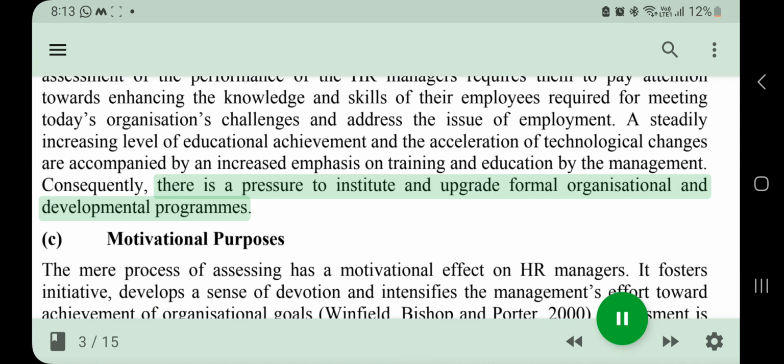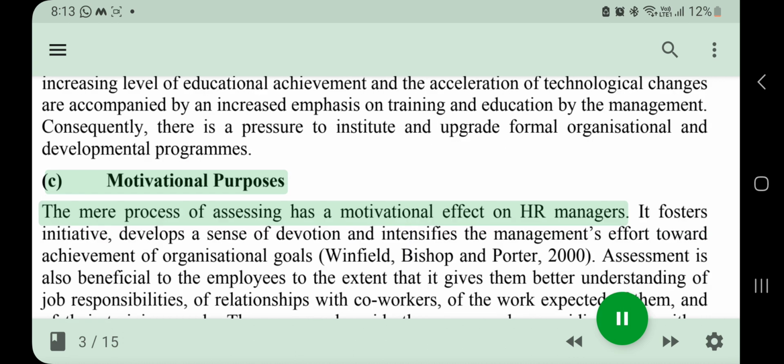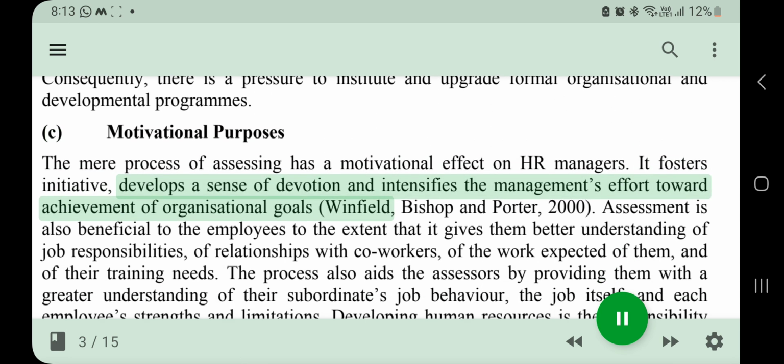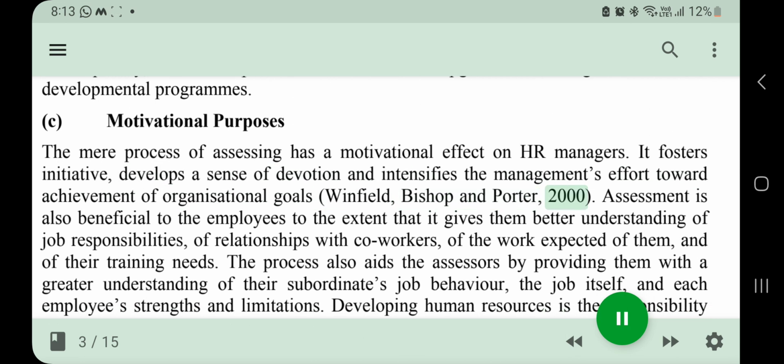Consequently, there is a pressure to institute and upgrade formal organizational and developmental programs. C. Motivational purposes. The mere process of assessing has a motivational effect on HR managers. It fosters initiative, develops a sense of devotion and intensifies the management's effort toward achievement of organizational goals. Winfield, Bishop and Porter, 2000.